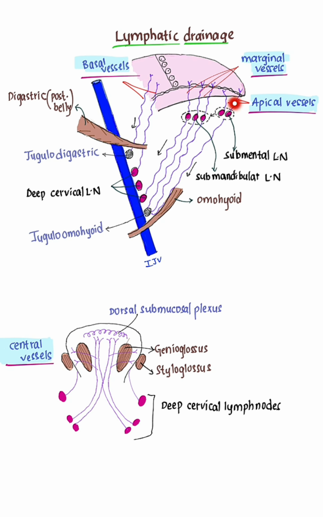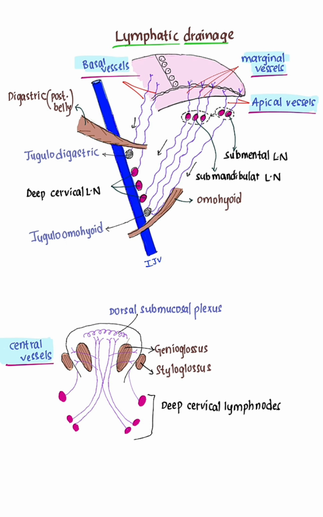Apical vessels. They drain tip and inferior surface of the tongue into submental lymph nodes bilaterally. The efferents from submental lymph nodes mainly go to submandibular lymph nodes. Some of the efferents from submental lymph nodes may also reach jugulo-omohyoid lymph nodes.